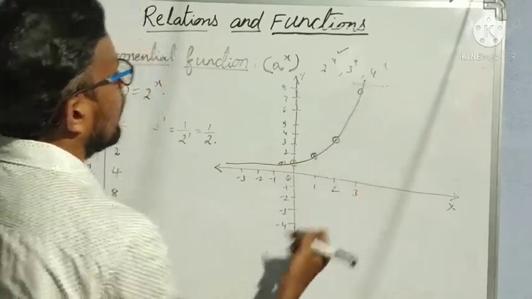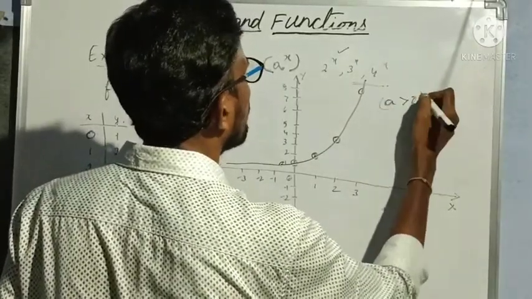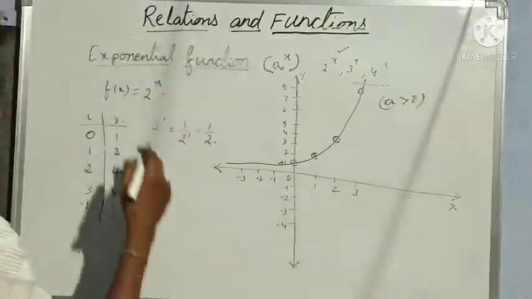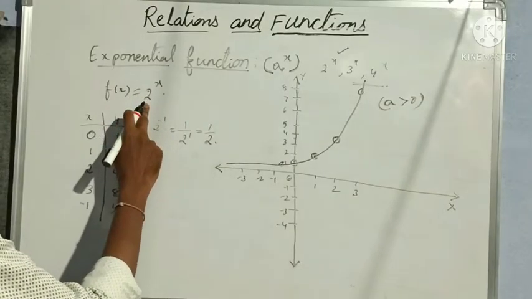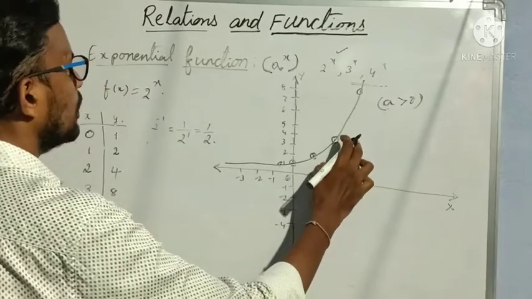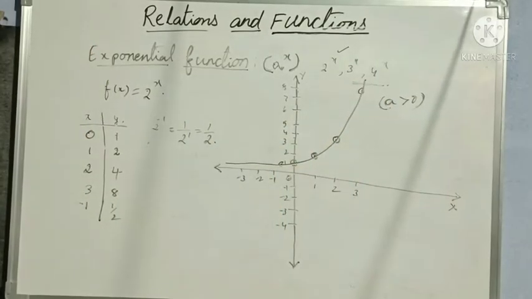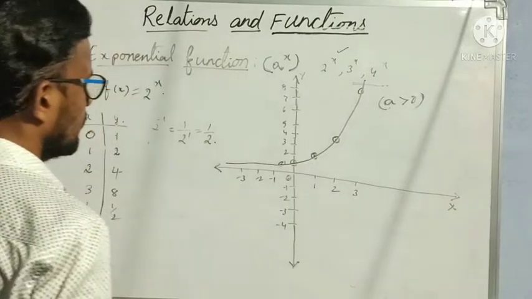Understood? When a is greater than 0, meaning I am already taking 2 here, and 2 is greater than 0. So when a is greater than 0, the graph of the exponential function will be like this. Understood everybody? So now, what is the range of this function?